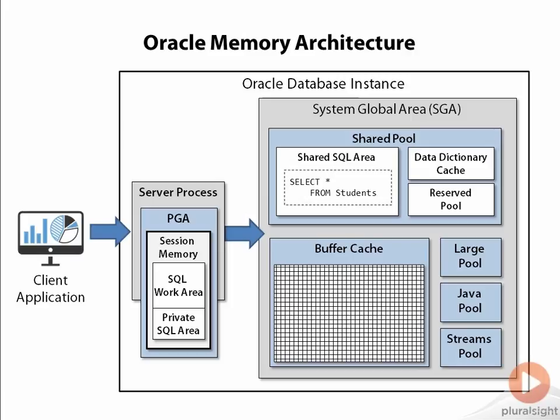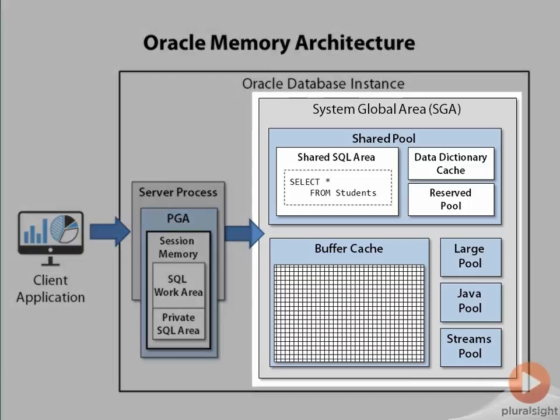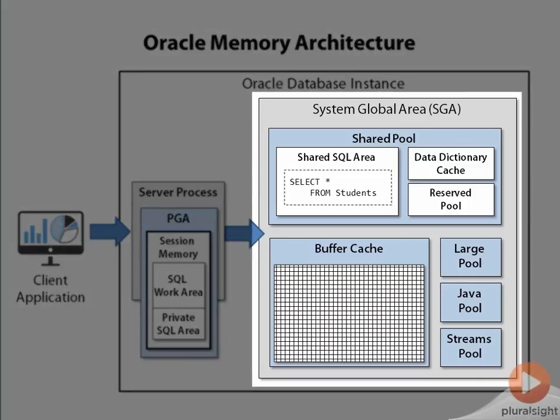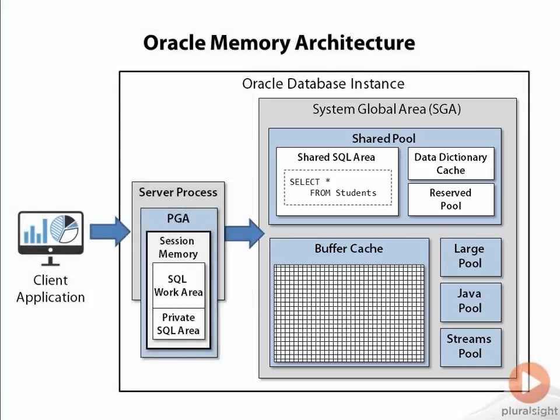You can roughly divide the memory used by Oracle into two sections. The first section is the System Global Area, or SGA as it's often referred to. This is a memory structure that is shared across all users and all processes in Oracle. So when you hear SGA, think of data that can be shared and reused amongst users and processes.